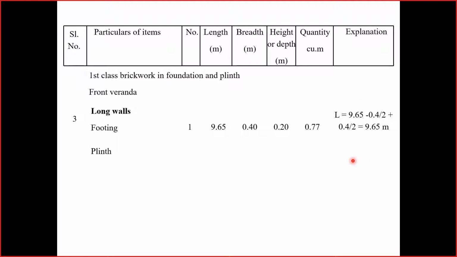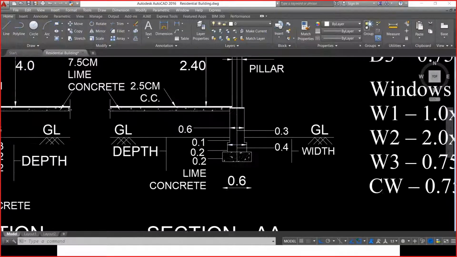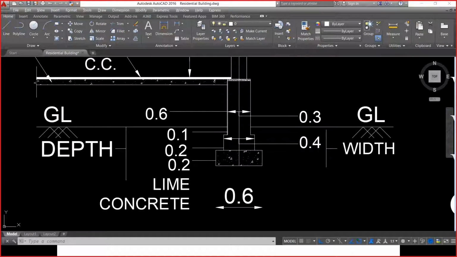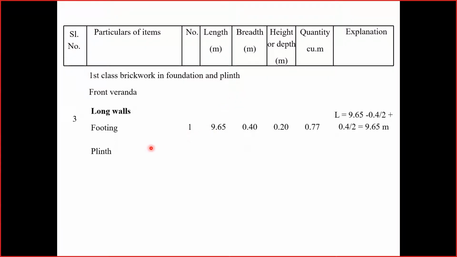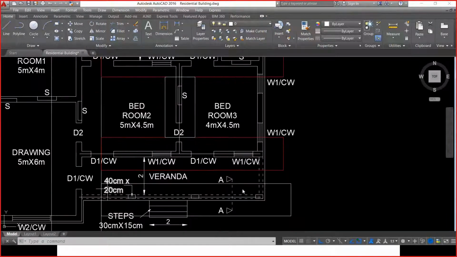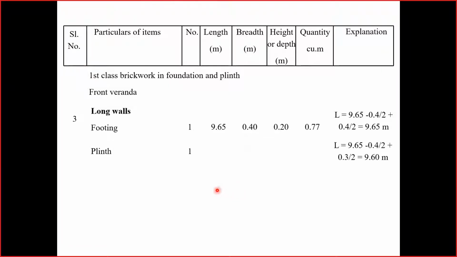Moving on to the next item, which is plinth. After first footing, we directly have the plinth. Again, if I consider the plinth, there is one number of long wall. We just have one number, and the length is going to be the same. So 9.65 minus 0.4 by 2 and plus 0.3 by 2. How do we do that?